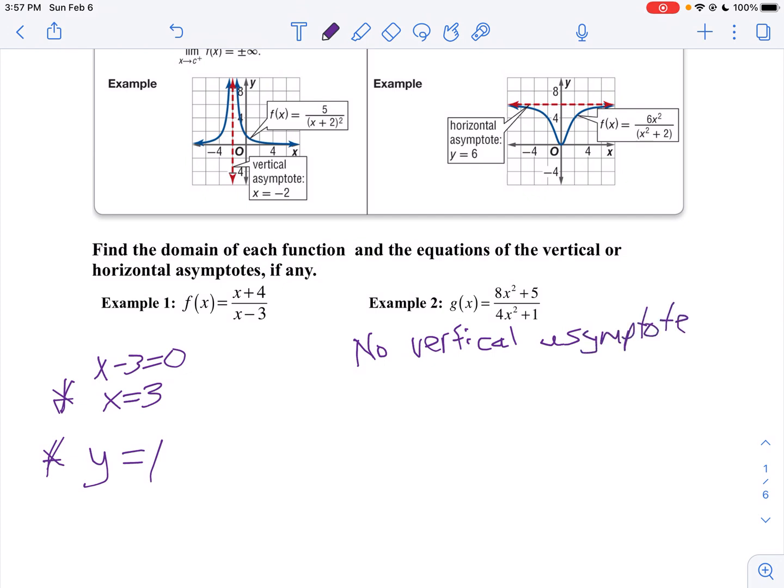Now if I look at my horizontal asymptote, I'm going to take 8 times a really, really big number and add 5. In other words, it's 8, all over 4 times a really big number and add 1, so it's 4. So I'm going to take 8 over 4. So I have 8 times a really, really big number divided by 4 times a really, really big number. So I get 2. So in other words, I should have a horizontal asymptote at y equals 2, because 8 divided by 4 is 2. Now we can check that one also.